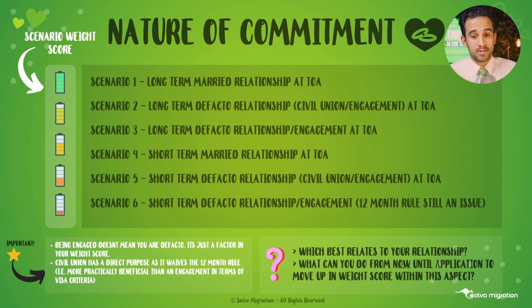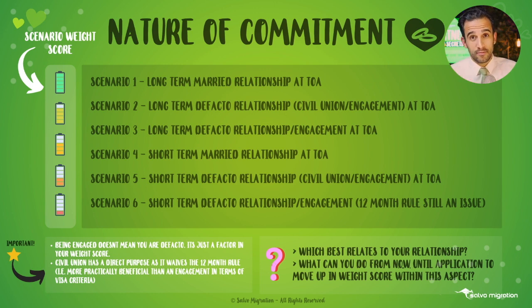Short-term married relationship at the time of application. So this is where I think maybe things get a little bit contradictory. Yes, sometimes we say being married might be better than being de facto, but at the same time, I would prefer for a couple to be together for a long time as a de facto couple, even if they don't have a civil union, but they're engaged, but they've been together for a long time, versus a couple that are recently short-term and married, as in together for a short time and then married and then looking to apply for a partner visa.